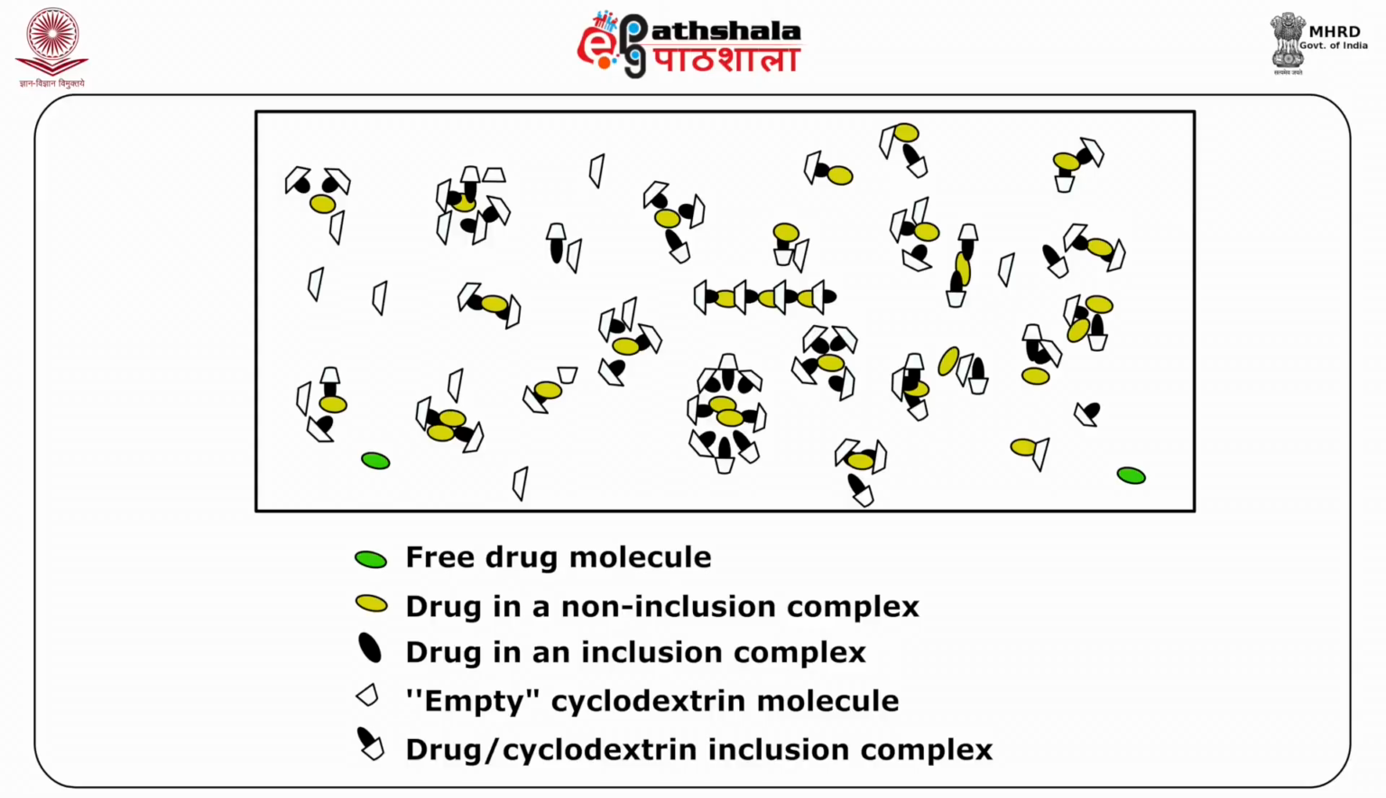Here each species is shown by a different color and shape. For example, the green ellipse shows the free drug molecule, whereas the military color ellipse shows a drug in a non-inclusion complex, whereas the black ellipse shows drug in an inclusion complex. An empty bucket shows an empty cyclodextrin molecule. A bucket with a black ellipse inserted is showing a drug-cyclodextrin inclusion complex. So this figure gives you an idea about the non-conventional cyclodextrin complexes.